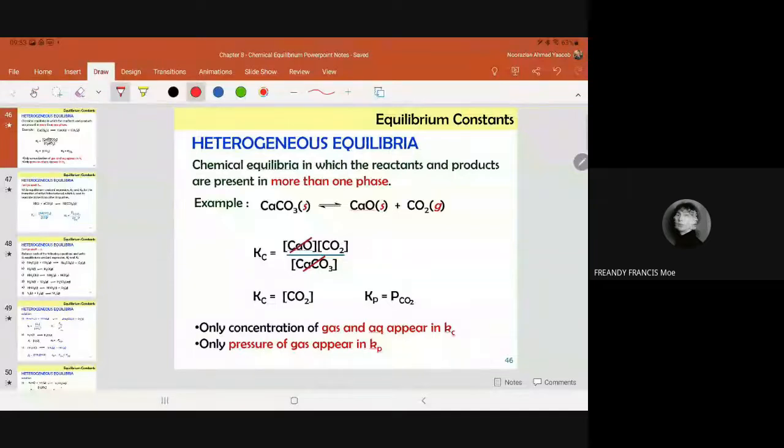So kita anggap nilai dia sebagai 1 dan 1. Okay. Jadi kita akan potong. Jadi KC ni kita akan dapat concentration of product ini sahaja. Dan KP tu pula sebab solid tiada pressure, so kita akan dapat P untuk CO2 sahaja.